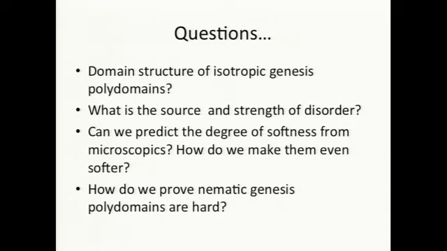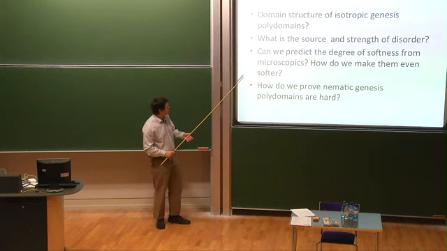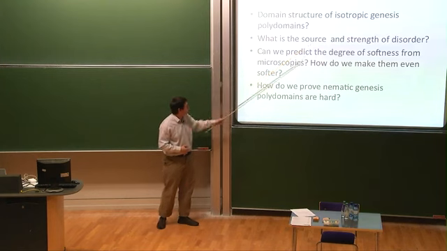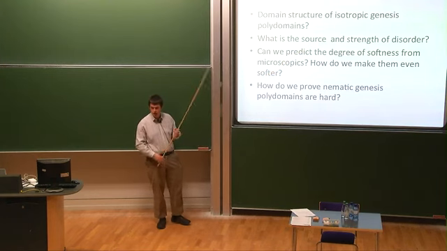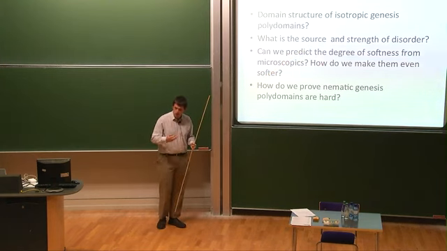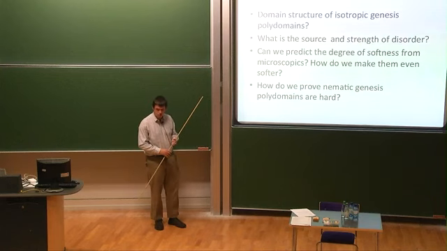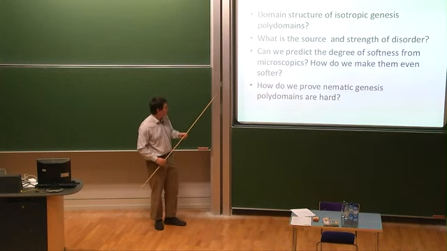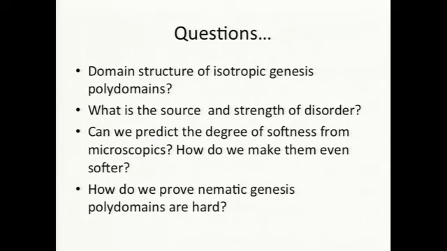Okay, what is the source and strength of disorder? Well, the strong suggestion is probably the crosslinks, but that's definitely not clear. And then can we make a microscopic model that moves from the source and strength of disorder to predicting how macroscopically hard these things are? So I've just posited a strength completely arbitrarily, really, to match the data. Can we say something microscopic about that? Can we engineer them to be even softer by understanding the source of that? And how do we prove that the nematic polydomains are actually hard? Okay, that's probably more of a personal problem than for everyone else, but it upsets me.